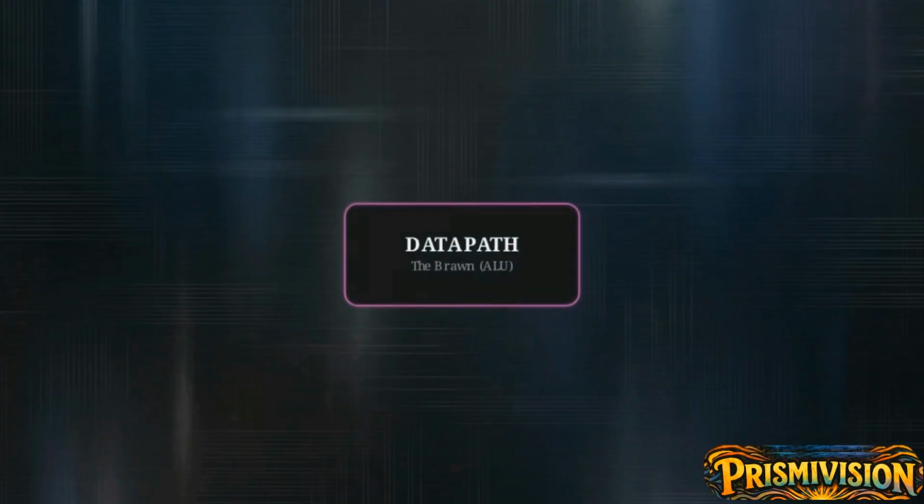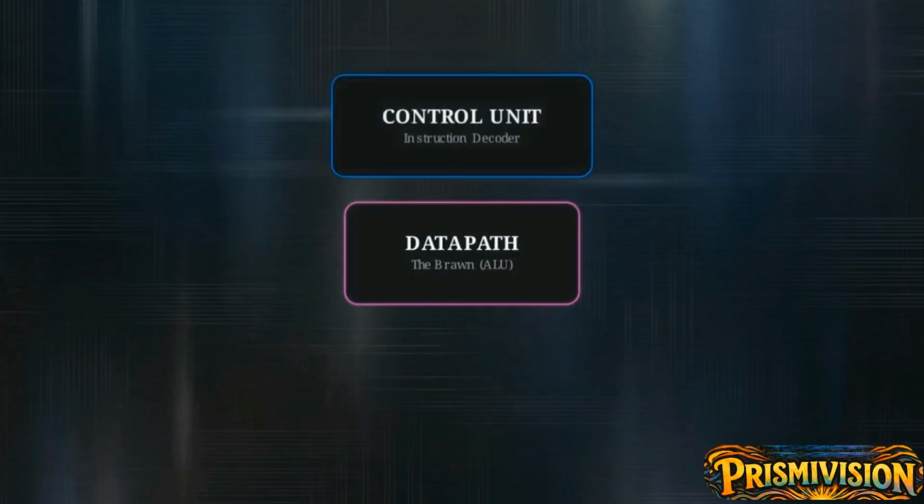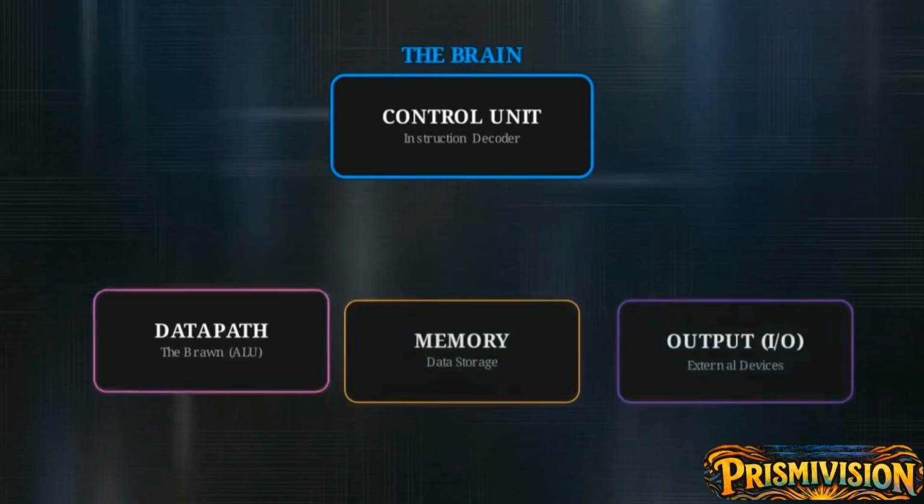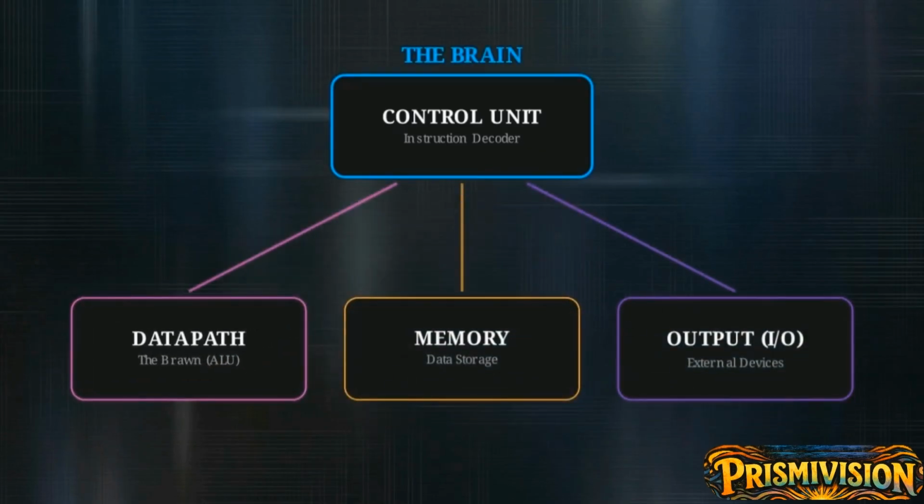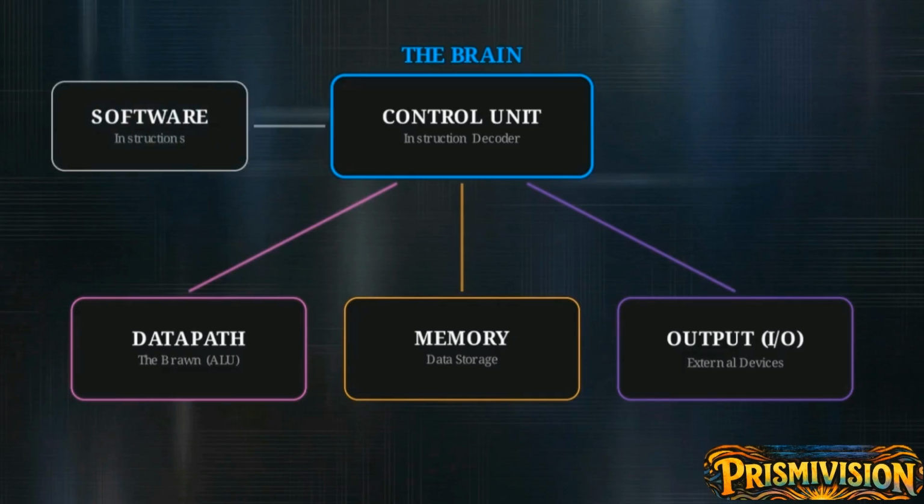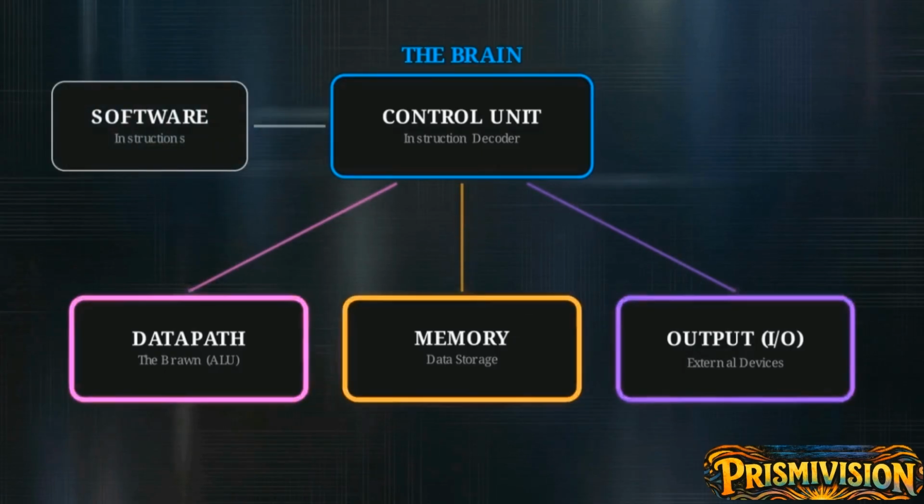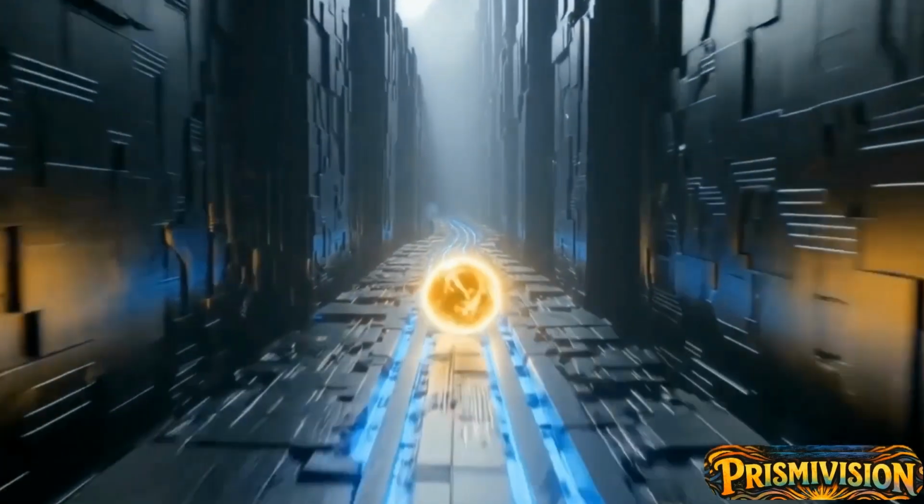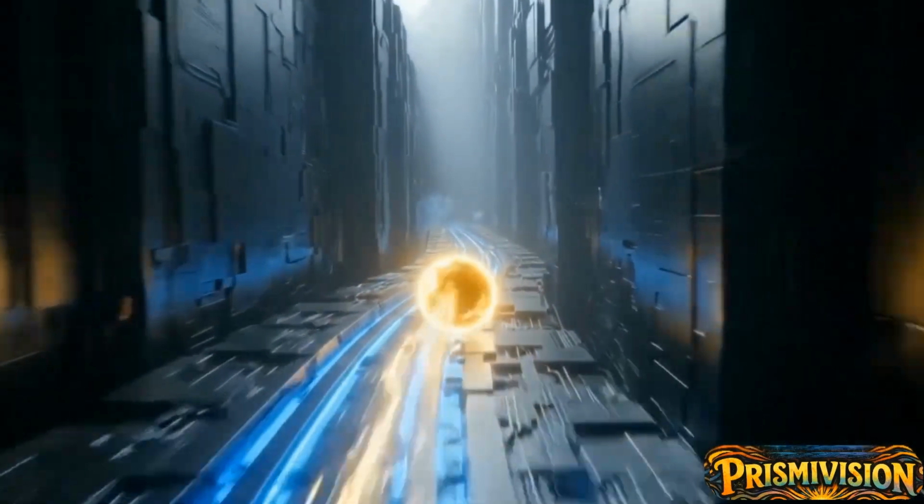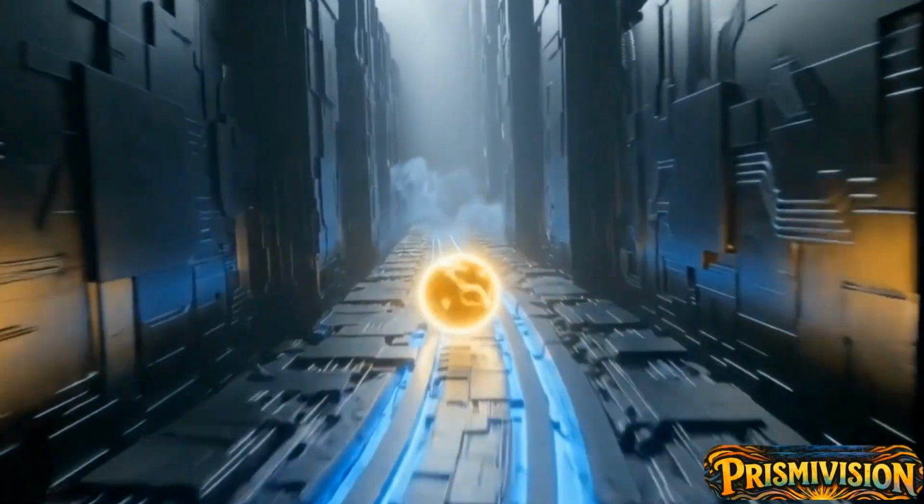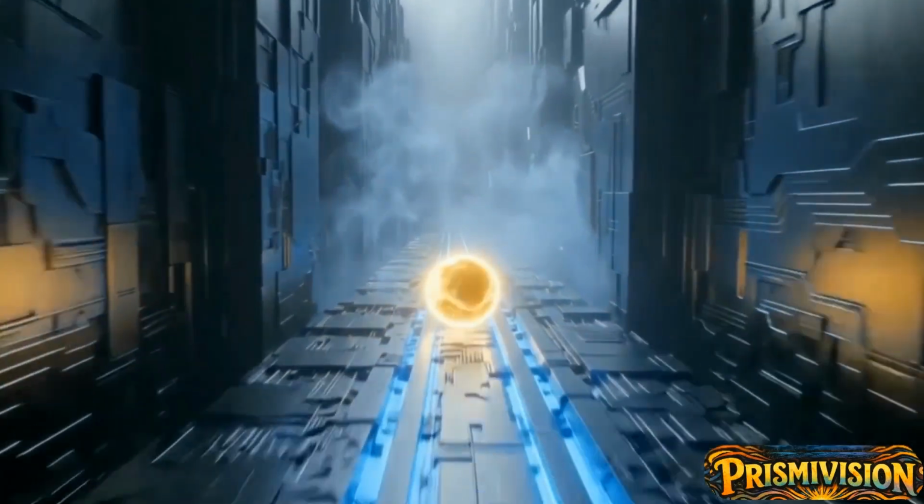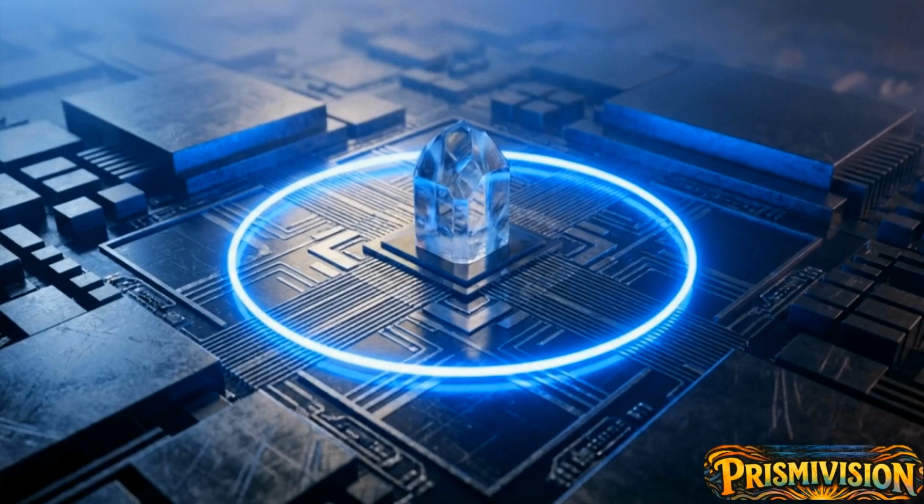The data path needs direction, which comes from the second half, the control unit. Think of this as the brain that dictates exactly what the data path, memory, and output devices should do, based entirely on the software's instructions. To understand how our digital tools operate, we have to track a single instruction as it navigates this physical, microscopic maze. The journey begins with a single clock cycle.